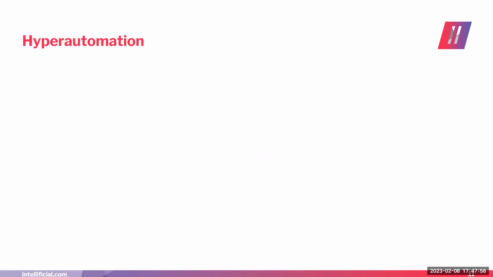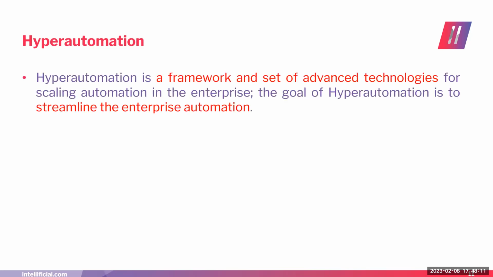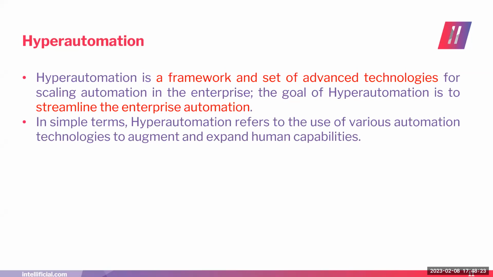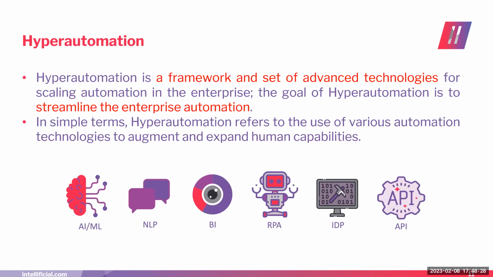Now we'll go to hyperautomation. So you have explained about intelligent automation, cognitive automation and conventional automation as well. But what is hyperautomation? Hyperautomation is a framework and a set of standard advanced technologies for scaling automation in enterprise. The goal of hyperautomation is to streamline the enterprise automation. To put it in simple terms, it is the use of various automation technologies to augment and expand human capabilities, like AI, ML, NLP, BI, RPA, IDP, and API.